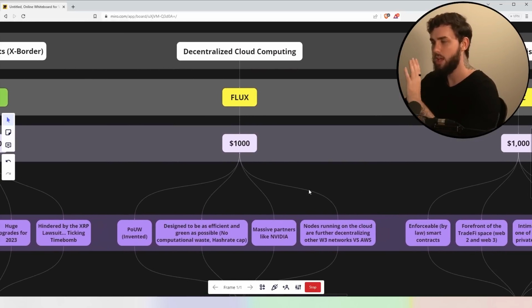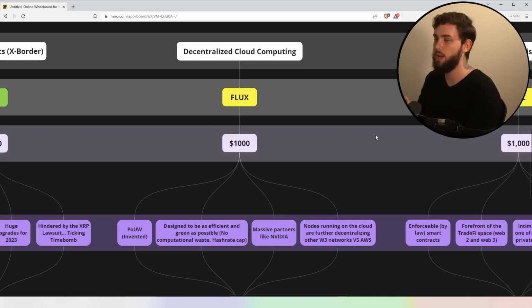Next up, we have Flux, $1,000 in this bad boy as well. This is kind of putting us in the decentralized cloud computing niche, narrative. Now, this is super powerful because this will be an ongoing project to look out for in the future, or an ongoing narrative, because just like Render itself, Flux does decentralized computation, but it does it to a whole new level as well.